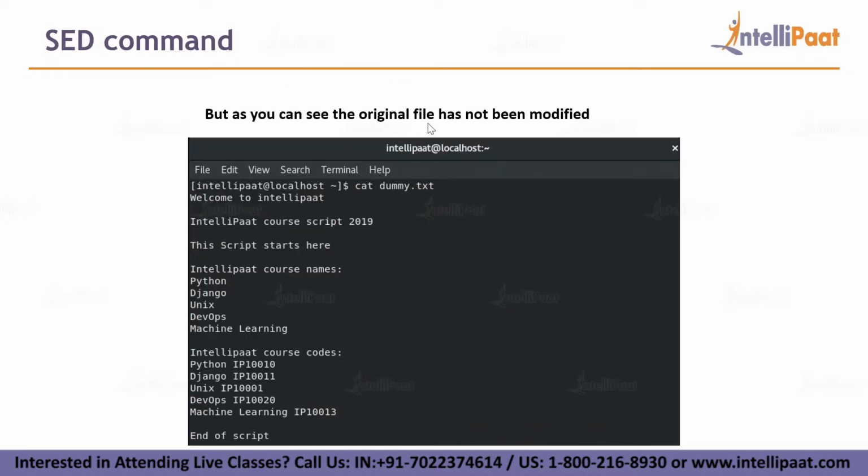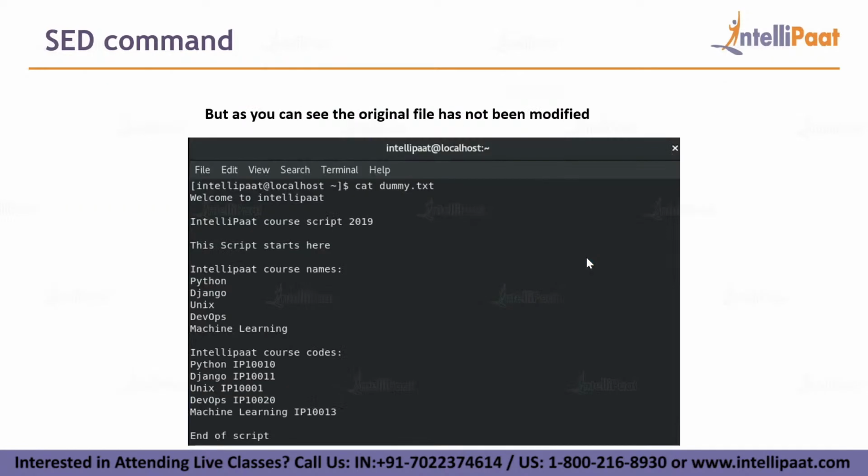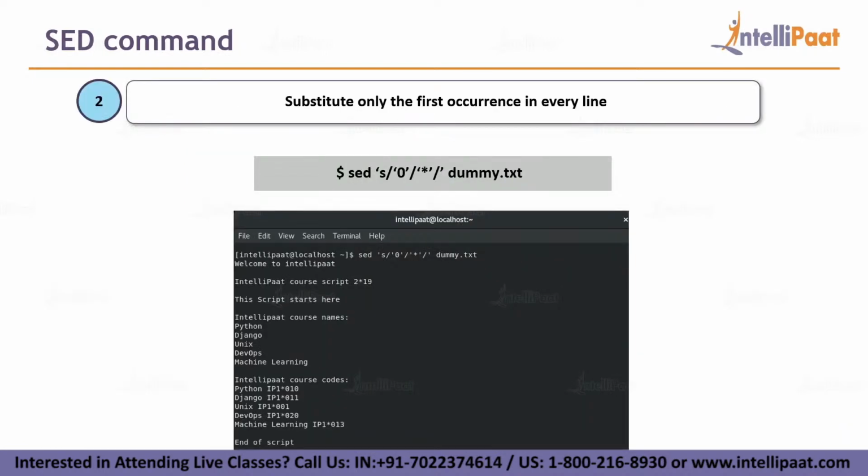But as you can see, the original file has not been modified. You got the output Intellipaat home, but when we try to cat the same file, that particular change has not been made in the file, because the change only applied to the stream output. Once it was output, it changed it and showed it to you temporarily. That's it. This is what happens with sed.